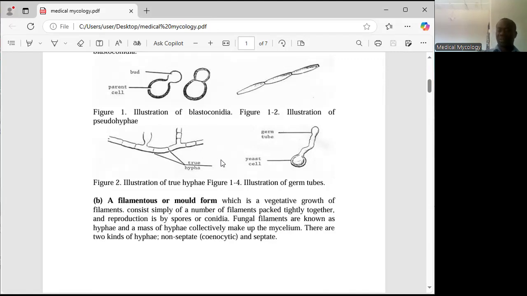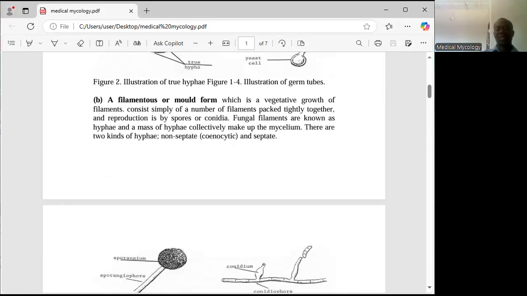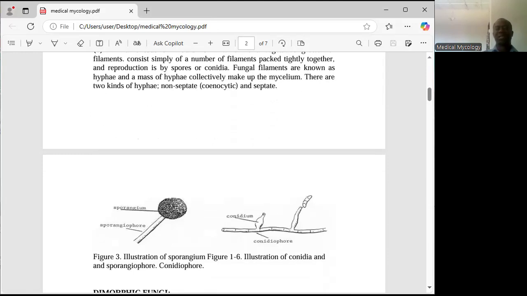Now, there are two kinds of hyphae. There's what we call the non-septate. This is a non-septate hypha, and the septate. The non-septate can also be known as the coenocytic hyphae, while the septate are the ones that are segmented.